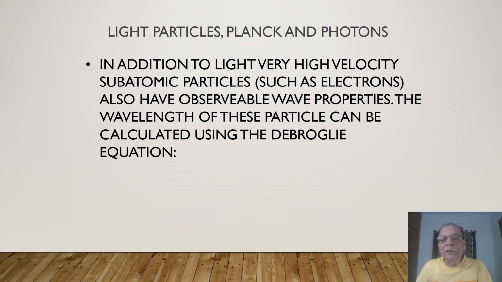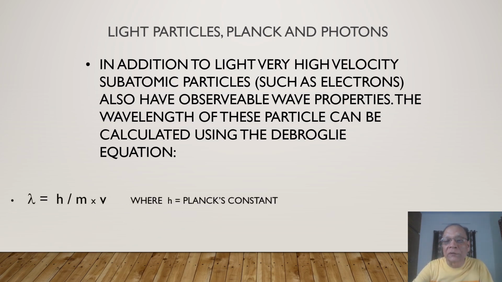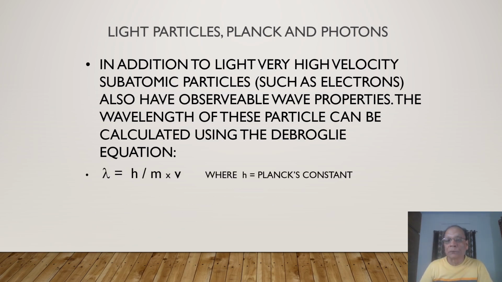In addition to light, very high velocity subatomic particles such as electrons also have observable wave properties, as I mentioned earlier. We cannot neglect them. The wavelength of these particles can be calculated using de Broglie's equation. It is written de Broglie, but the French scientist's name is pronounced de Broglie. Lambda is equal to h by p, where p is equal to m into v, that is, the momentum of the particle.